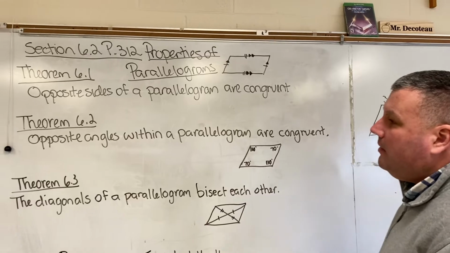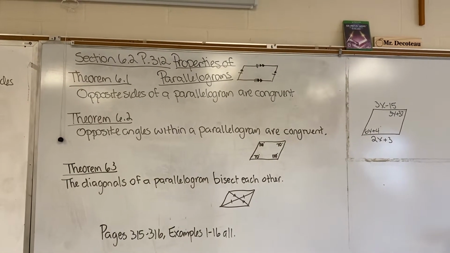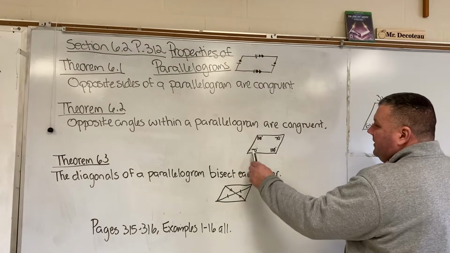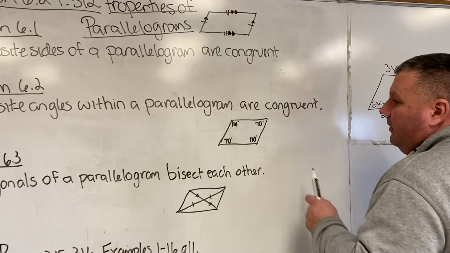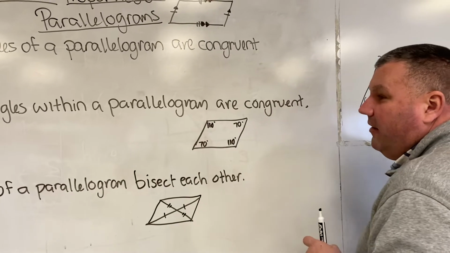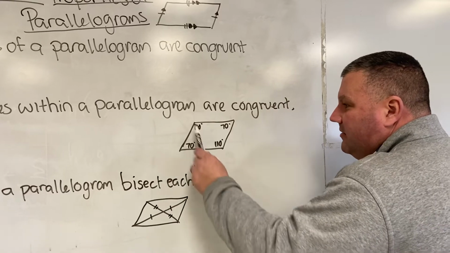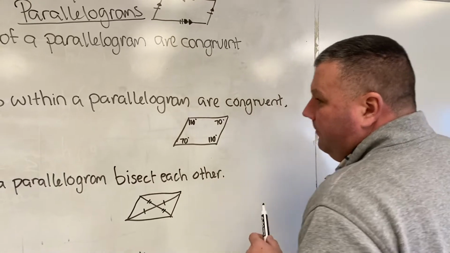Theorem 6.2 states that opposite angles within a parallelogram are congruent. So if they are opposite, here and here, then they are congruent. If they are next to each other, they are supplementary. So opposites are congruent.